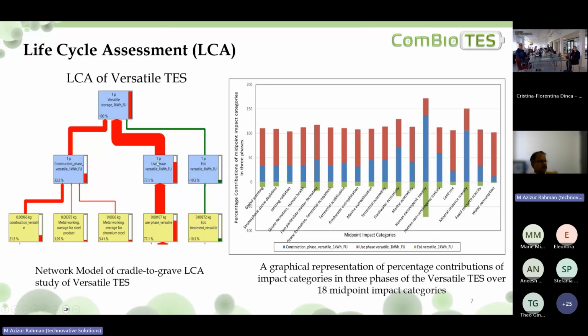On the left-hand side you see the network model. It shows what the percentages are. You can see here the percentage of CO2 or greenhouse gas emissions, in different numbers. So you see that the use phase is the most important phase, at 77%.